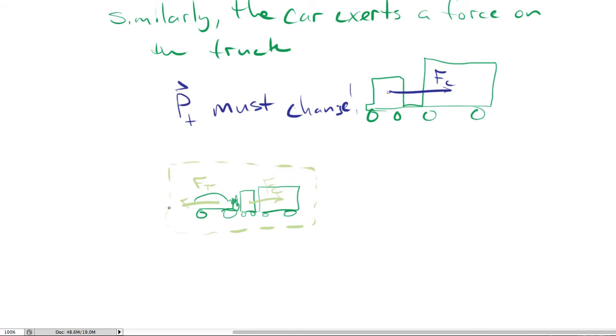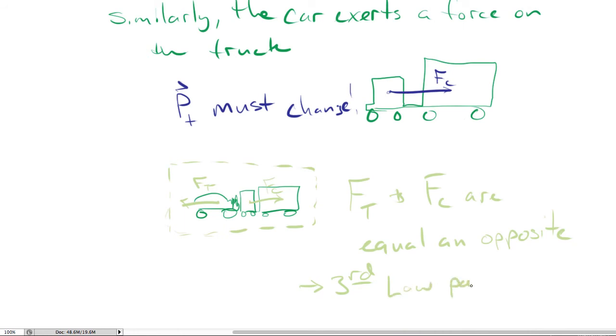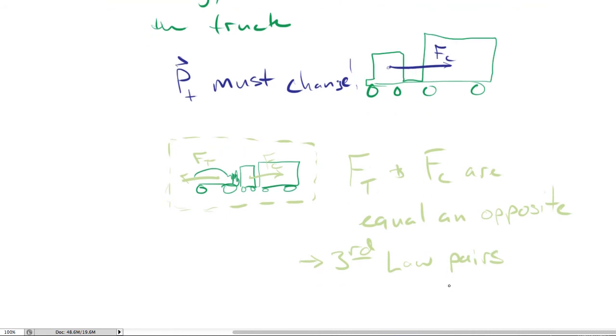All right? I'm looking at the system as one whole system now. How are those two related? Equal and opposite. All right, so F sub t and F sub c are equal and opposite. Why are they equal and opposite? Because Newton said, let it be so. Some people call them action-reaction pairs. I call them third law pairs. So it's Newton's third law: for every force, there's an equal and opposite force. So those are third law pairs.